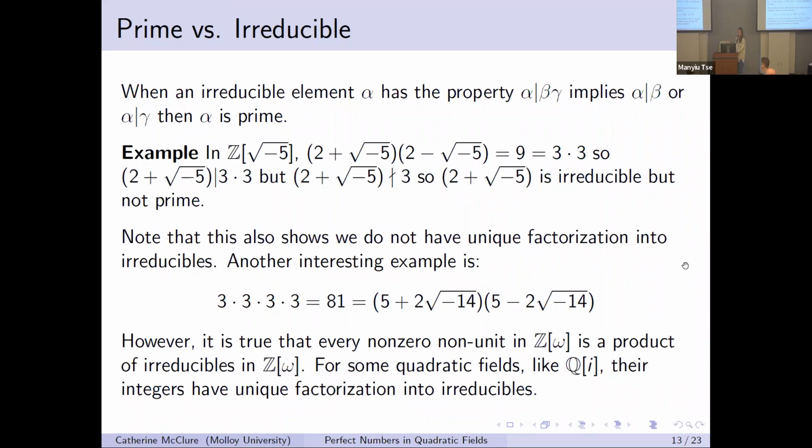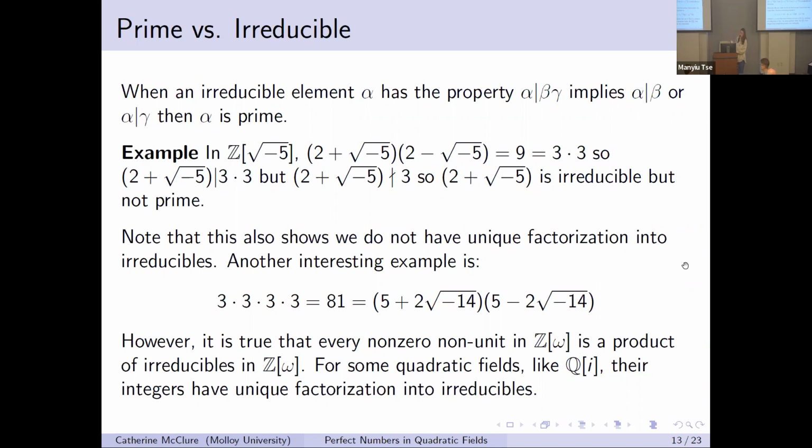But this does not always work in every set of integers of quadratic fields, like in Z[square root negative 5]. We have two different factorizations of 9, and these are both factorizations of irreducibles. So we have 2 plus square root negative 5 times 2 minus square root negative 5, and that equals 3 times 3. But 2 plus square root negative 5 doesn't divide 3 times 3. So that just means it's irreducible, but it's not prime because it doesn't have that property. And then this is another interesting example, where we have two different factorizations of irreducibles of 81, but on one side we have two different factors, the other side we have 4, but these are still both factorizations of irreducibles.